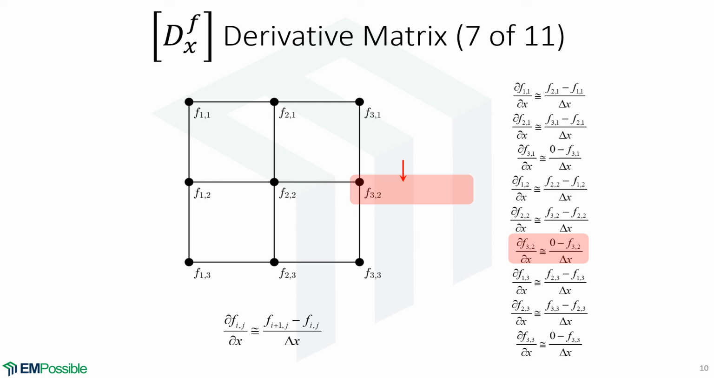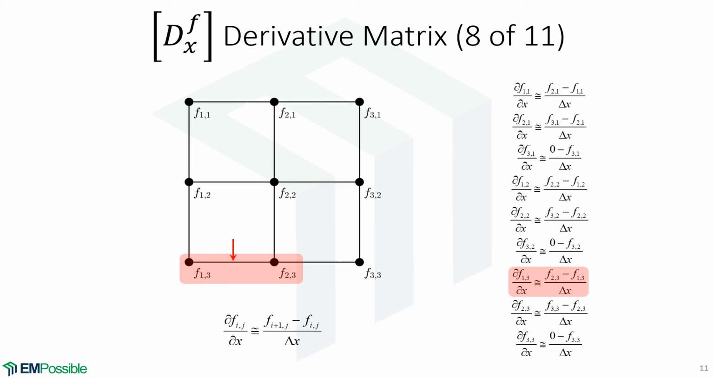Here we're evaluating a derivative from outside of the grid. We have a boundary condition problem because we need a function value to the right of where we're evaluating the derivative, and that does not exist. Following the Dirichlet boundary conditions, we'll just set that equal to 0. So our finite difference approximation is this function value from outside the grid, 0, minus f32, divided by the spacing between them, delta x. 0 minus f32 divided by delta x.